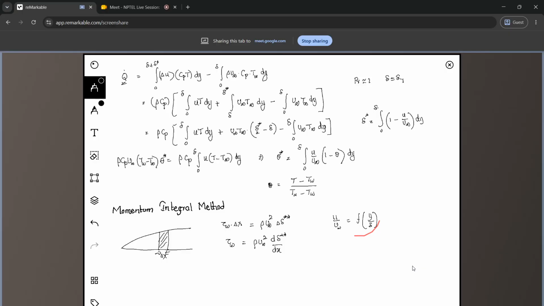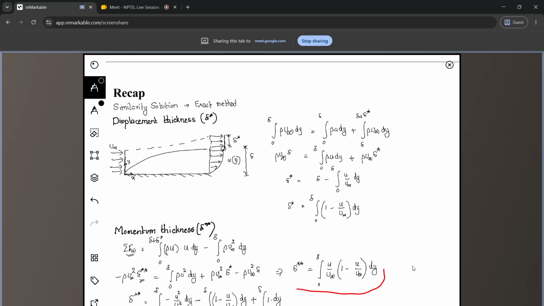So first you assume a given velocity profile. Once you assume the profile, the next step is to calculate the value of tau w, which is given by mu times du dy at y equal to 0. So from the assumed profile, you calculate tau w. Then delta double star we can calculate from this expression. Since the u by u infinity profile is already known, you can directly substitute in this and get delta double star in terms of delta, which itself is a function of x.